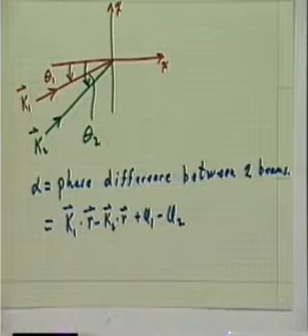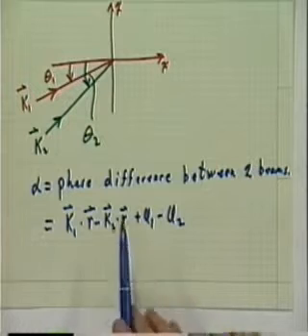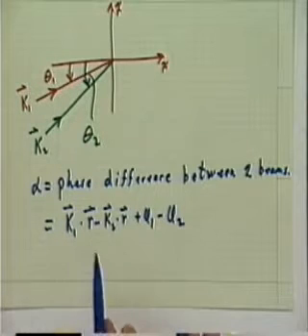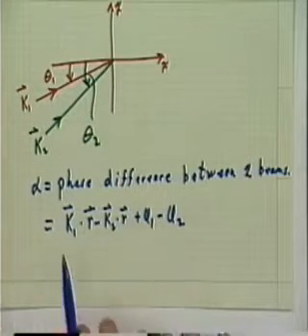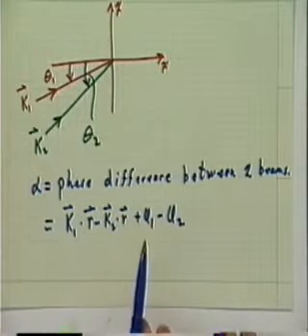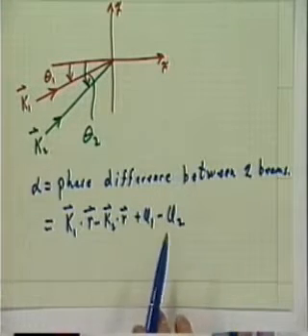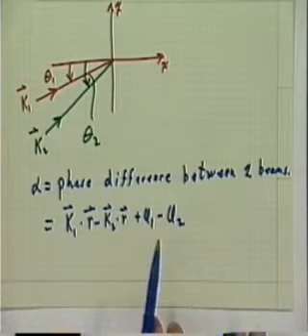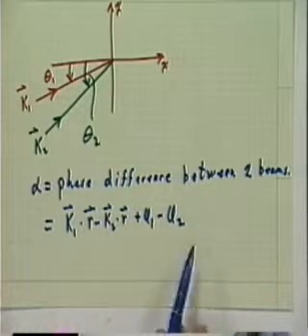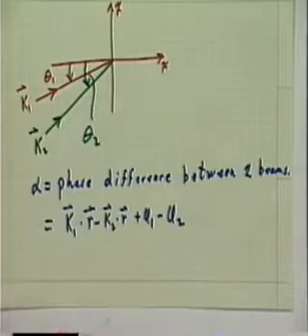Now, if the frequencies were not the same, then we also would have a term in here that would go omega 1 times t minus omega 2 times t. So we'd have something that would end up being omega 1 minus omega 2 times t. But we're saying the frequencies are the same. So we're just left with this right here.